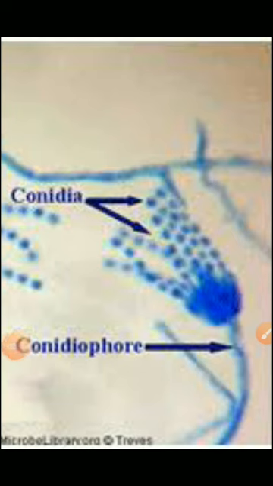Next type of spore is conidia. Conidia are non-motile fungal spores produced singly or in chains by the constriction of tips of special hyphal branches called conidiophores. These are dispersed by wind. After dispersal, conidia germinate by giving out germ tubes. These are formed in Aspergillus and Penicillium.